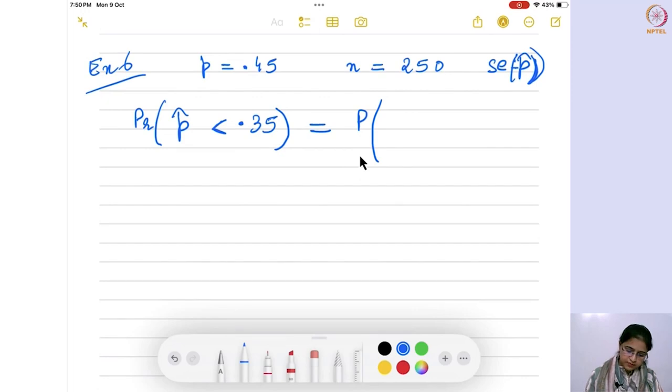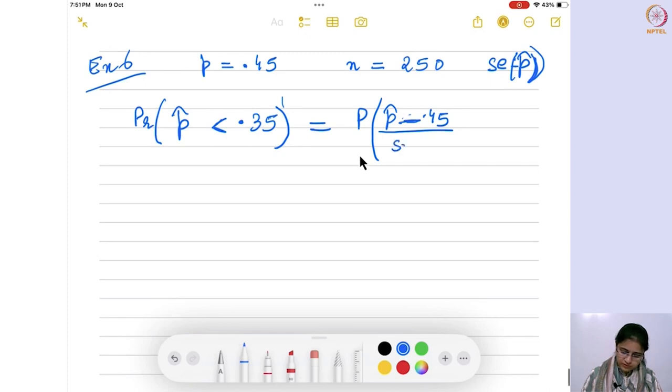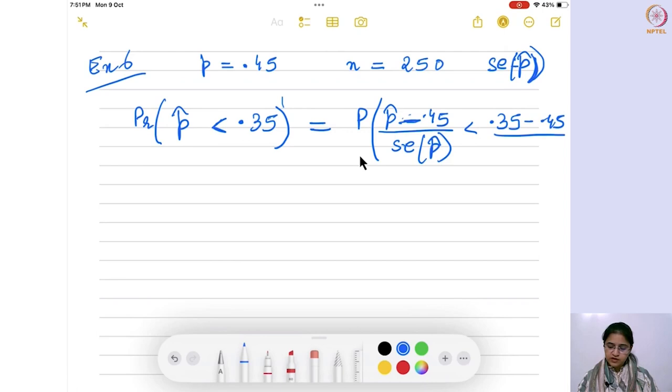So let us subtract p hat minus 0.45, divided by the standard error. The standard error is basically the square root of 0.45 into 0.55 divided by 250. So again, find this value. This is some standard error over here, and this is less than 0.35 minus 0.45, divided by the standard error that you will find over here.